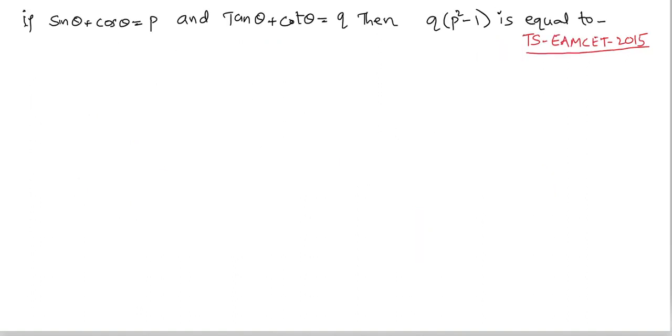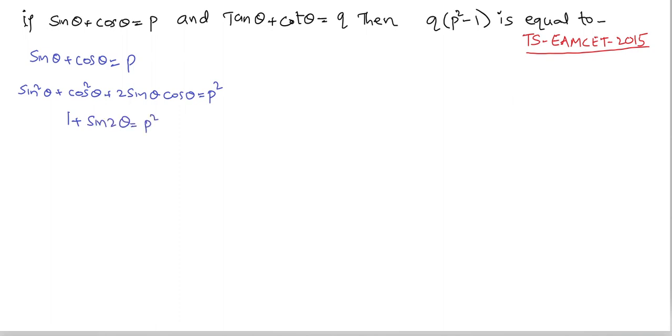If sin theta plus cos theta is equal to p and tan theta plus cot theta is equal to q, then the value of q of p square minus 1 is equal to dash. TSM set 2015 question. Here it is given sin theta plus cos theta is equal to p. So squaring on both sides, that is sin square theta plus cos square theta plus 2 sin theta cos theta is equal to p square, that is 1 plus sin 2 theta is equal to p square.